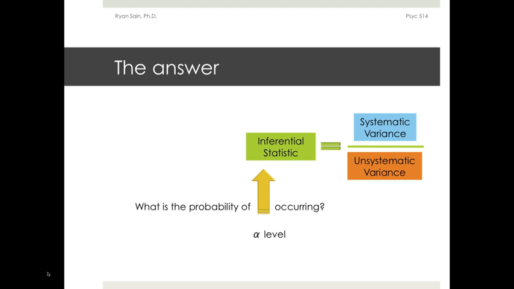So say an ANOVA, then it will give you a number. If that number is less than 0.05, and our alpha level was 0.05, then we now say it's significant. In other words, this is less than a 5% chance of occurring randomly. In other words, the differences between our groups are real, with a 5% chance of us being wrong. So that's that alpha level.